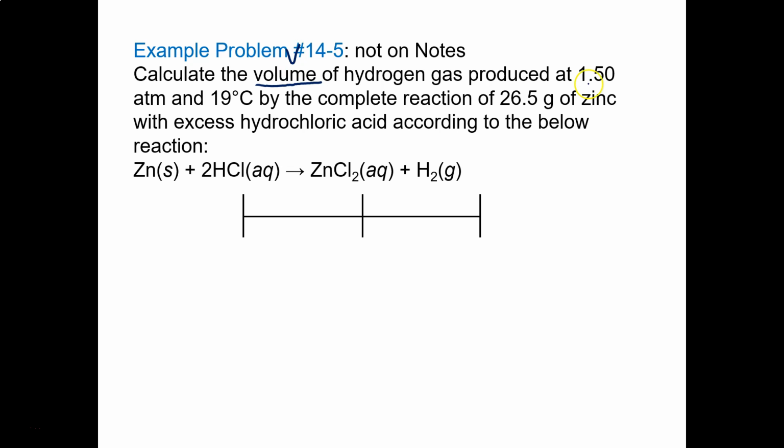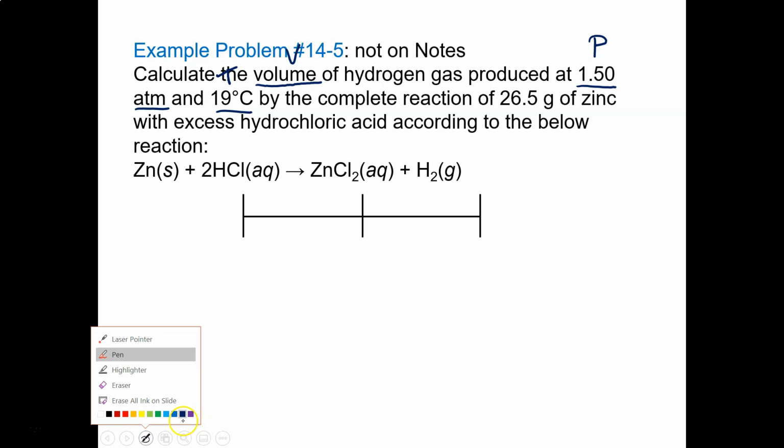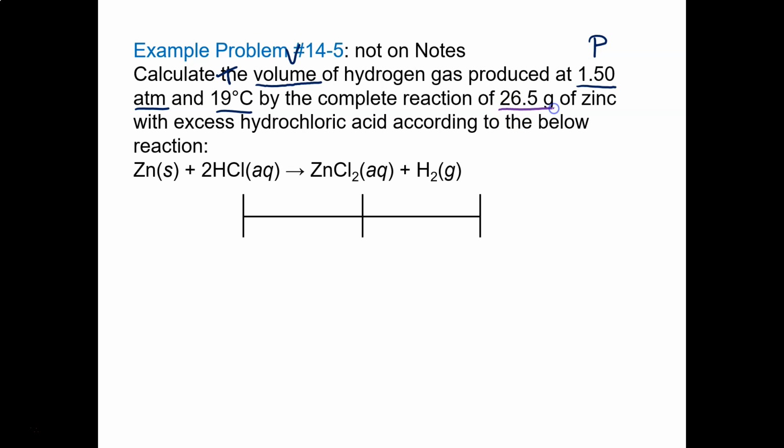Produced at 1.5 atm, that's pressure, and 19 degrees Celsius, that's temperature, by the complete reaction of 26.5 gram of zinc with excess hydrochloric acid according to the below reaction. Okay, so same thing as before. The one piece of information does not belong. So this 26.5 gram belongs to zinc right here, and all the other pieces of information belong to hydrogen gas here. And that's what we're trying to find.